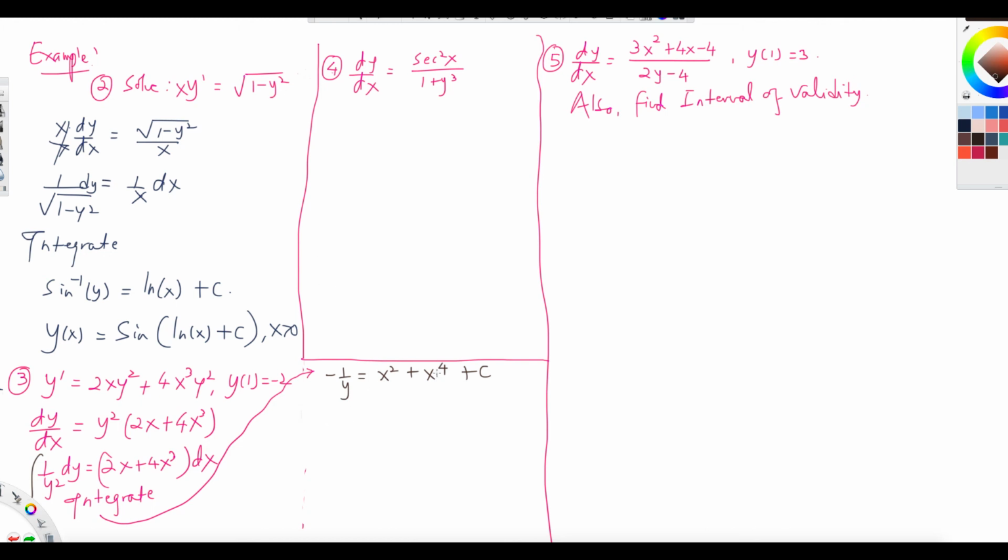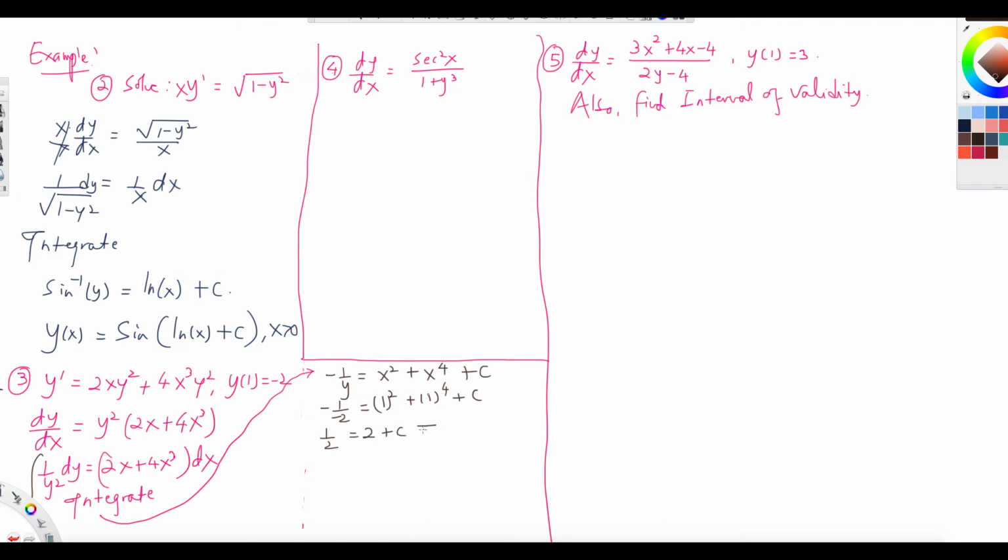The next thing I want to do is use this initial condition to find the value of c. So if x is replaced by 1, y will be negative 2. I can write negative 1 over negative 2 equals 1 squared plus 1 to the 4 plus c. How much is that? This is 1/2 equals 2 plus c, right?